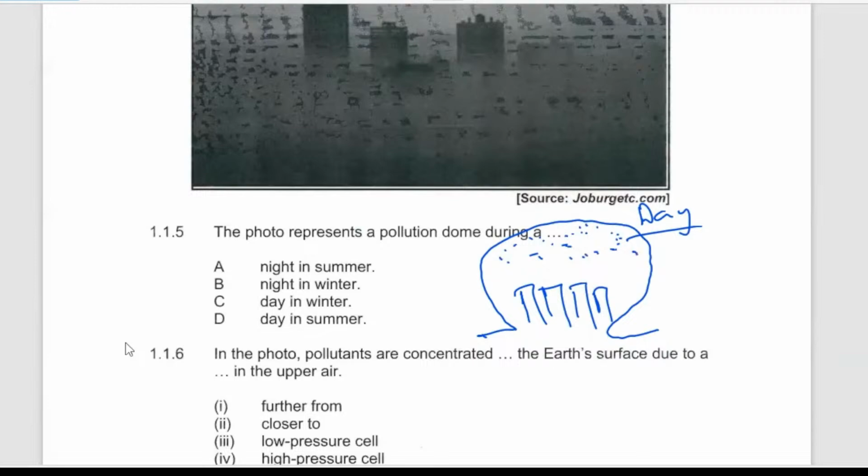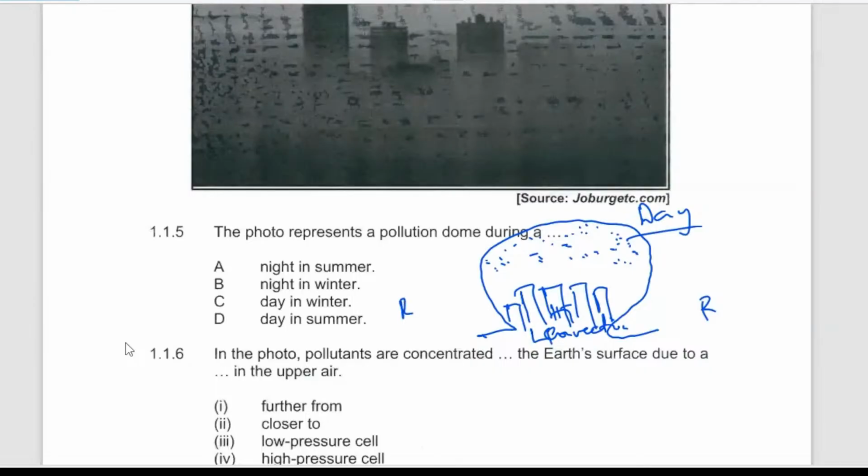Why will they have a shape like this? It is because there will be convection currents experienced in the urban area. Remember, the urban area will have an urban heat island situation. There will be high temperatures in the urban area, and that will result in a low pressure system developing around the urban area. As a result, the surrounding rural areas will have lower temperatures compared to the CBD.